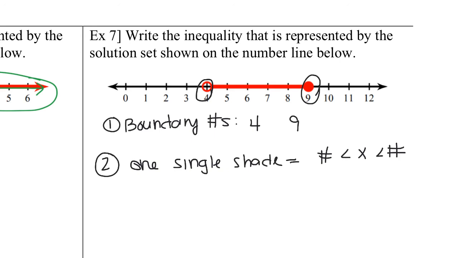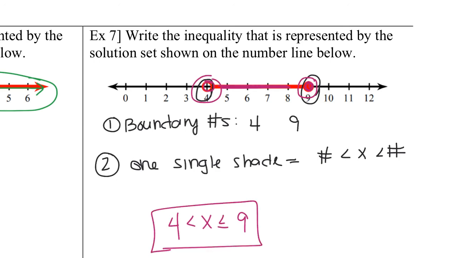So the 4 is your first number because that's the smallest. It's an open circle, so it needs to be a less than. X in the middle, because that's where the solution set is, in the middle. Then 9 is the next number on the right, but since it's a solid, it's going to be less than or equal to. And there's the algebraic representation.